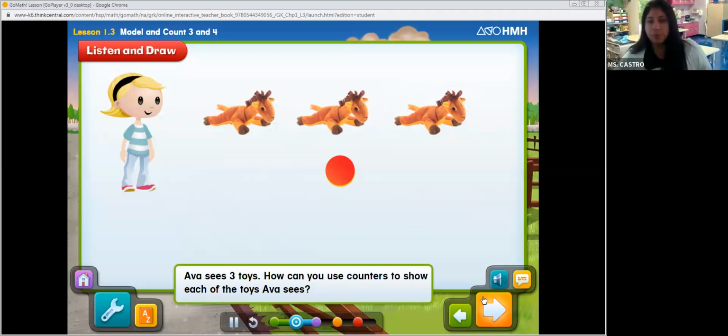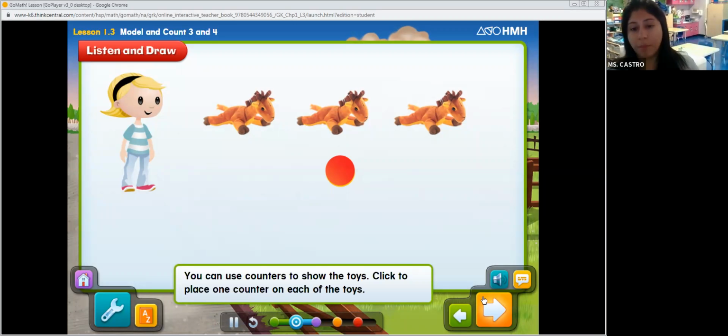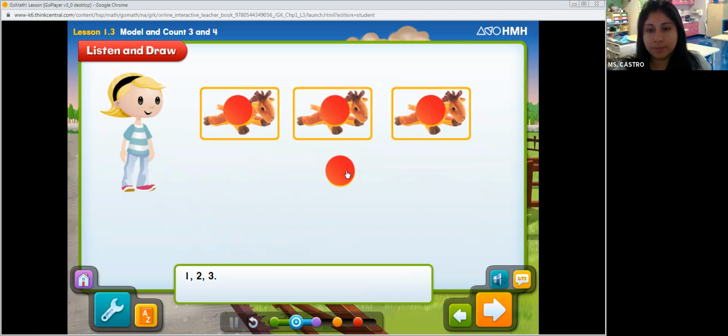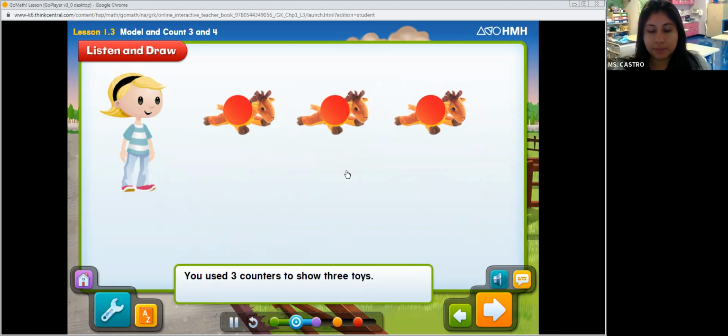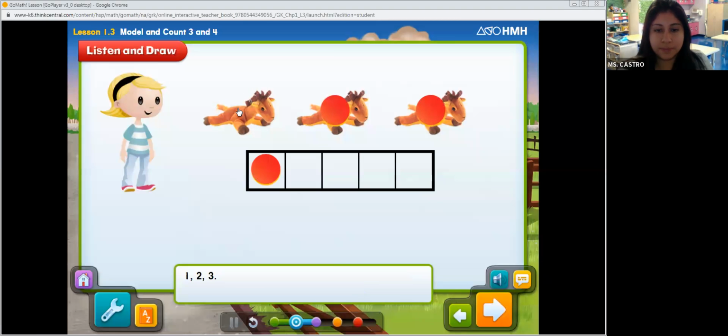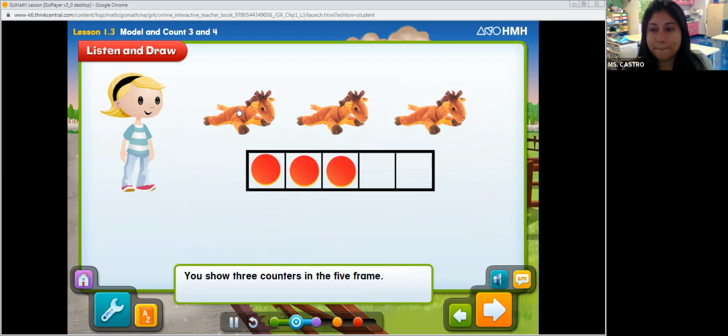Ava sees 3 toys. How can you use counters to show each of the toys Ava sees? You can use counters to show the toys. Click to place one counter on each of the toys. 1, 2, 3. You used 3 counters to show 3 toys. Now you can move the counters into a 5 frame. Click the first counter to move it. 1, 2, 3. You showed 3 counters in the 5 frame. The 3 counters in the 5 frame stand for the 3 toys.